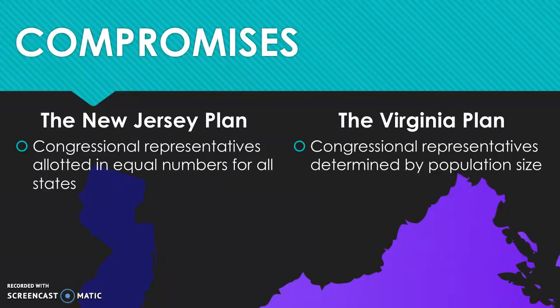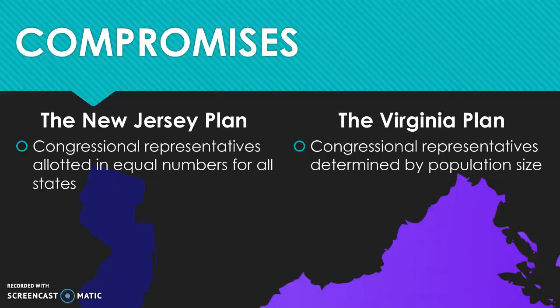So ultimately, 2 proposals are drawn up, a New Jersey plan and a Virginia plan. Now, New Jersey is a small state. It's primarily being used for shipping and trading. Virginia, on the other hand, is really, really big. It's the oldest permanent colony, so it has a larger population, and they have a lot of land area.